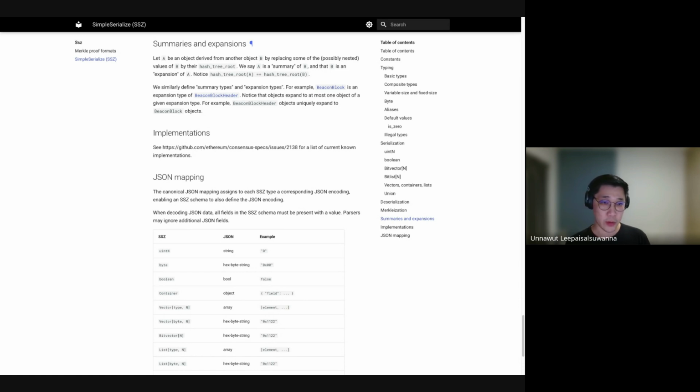What it's able to do is that if you are sending only the beacon block header, then you will only see these 3 roots and these 2 data.